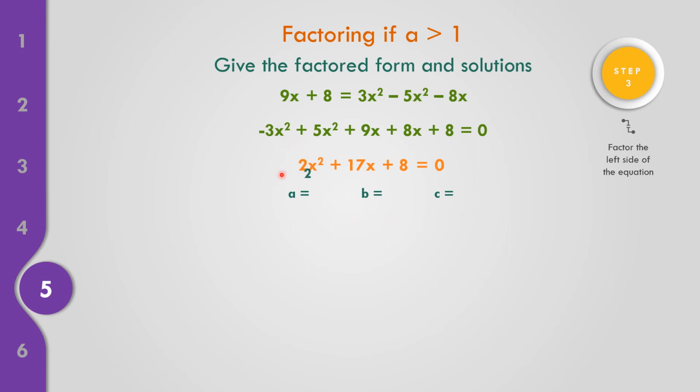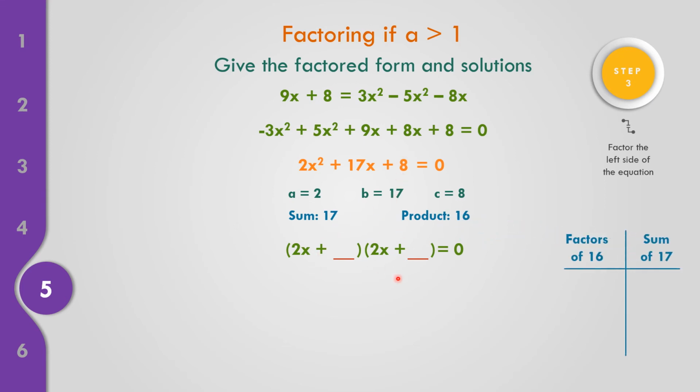A is equal to positive 2. B is equal to 17. C is equal to 8. So the sum, the value of B, is equal to 17, while the product, 2 times 8, is equal to 16. So let us find out the factor. We need to copy the value of A, so that is 2 and 2. The factor of x squared is x and then x. The value of C is positive, so it means the sign is both positive.